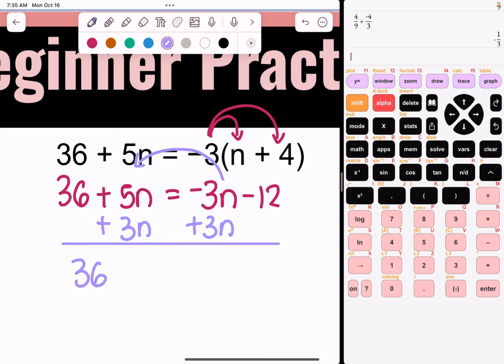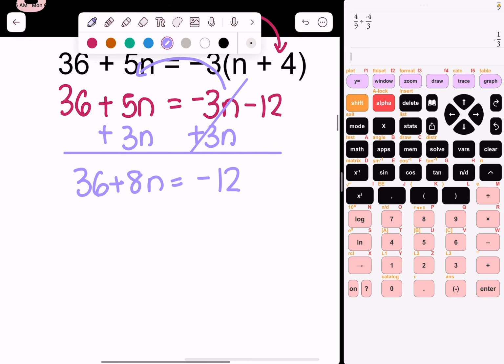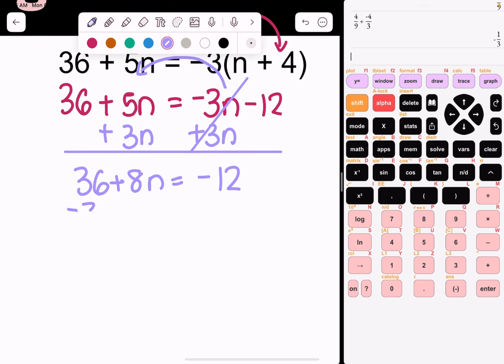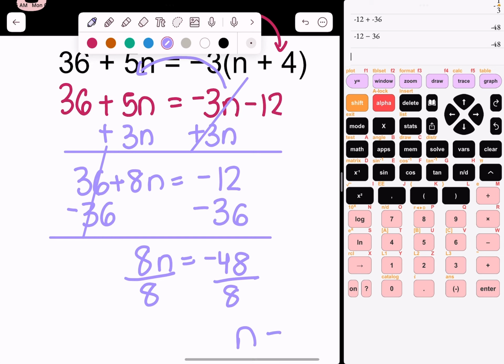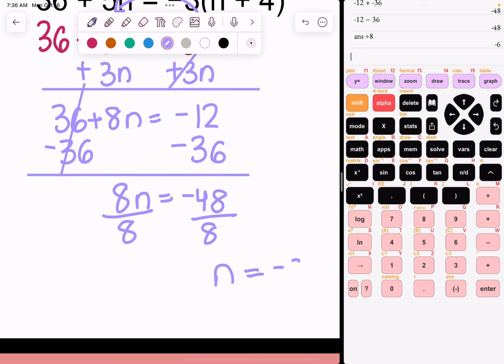So we get 5 plus 3 is 8n equals. This goes away, and then we have our minus 12. Now instead of a positive 36, we are going to subtract 36 from both sides. And we get 8n equals negative 12 plus negative 36, or just negative 12 minus 36. We get negative 48. Then divide each side by 8. We get n equals negative 6.